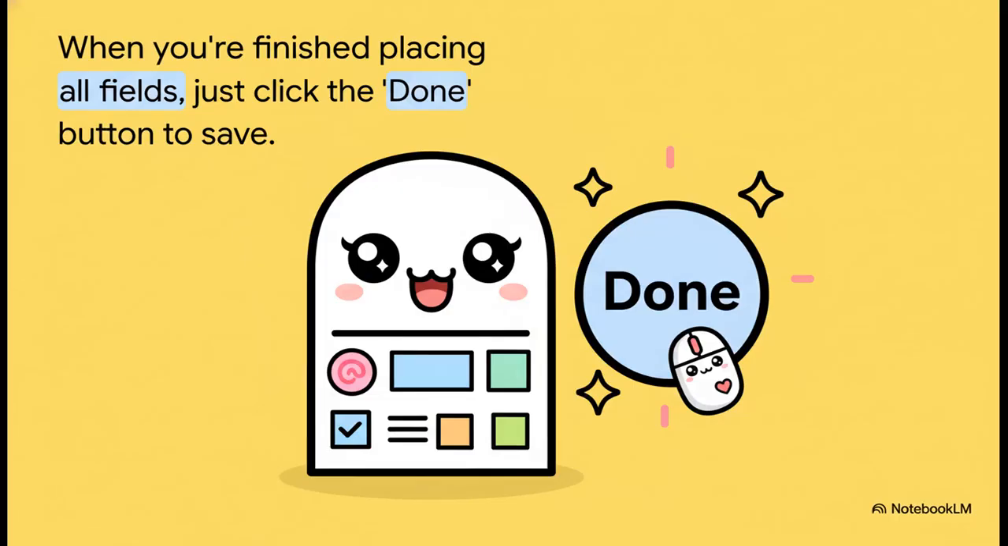So once you've placed every single signature, initial, and text field for all your signers, and that layout looks just right, you simply click the Done button. This saves your entire field setup, and it turns your static document into this fully prepped, interactive template. Now you're ready for the next step, sending it out.